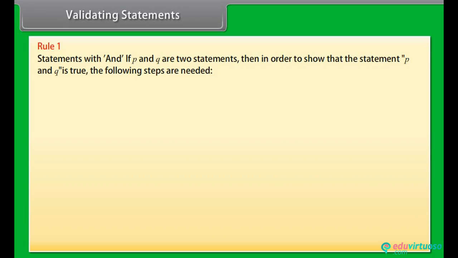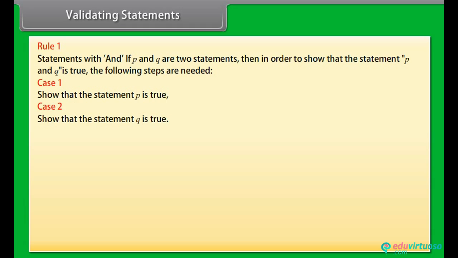Validating statements. Rule 1. Statements with AND. If P and Q are two statements, then in order to show that the statement P and Q is true, the following steps are needed. Case 1. Show that the statement P is true, and Case 2. Show that the statement Q is true.